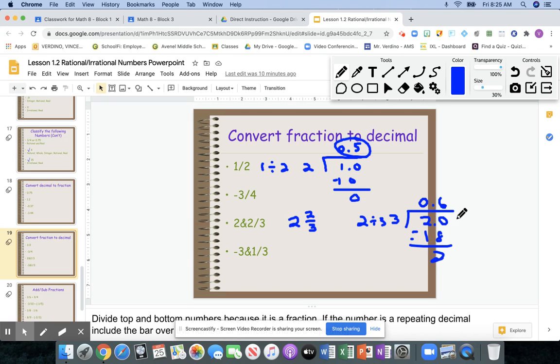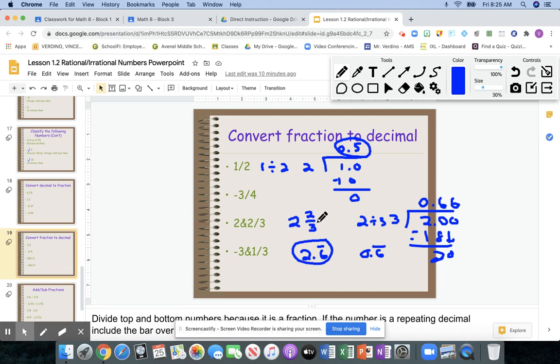This is going to keep going on and on, so I'm just going to add my 6 again. I could stop here because I know it's just going to continue on forever. So instead of writing 0.666666, I'm just simply going to put a bar over the number that is repeating. So this is essentially 0.6 repeating. Now, I still have that whole number here, so I'm going to add that to the whole number. It's going to be 2.6 repeating.